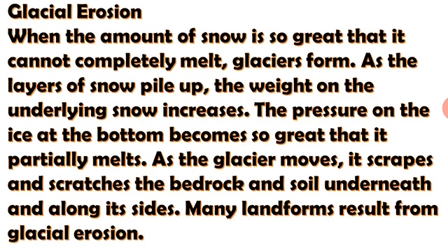Next is glacial erosion. When the amount of snow is so great that it cannot completely melt, glaciers form. So what are those glaciers? Glaciers are mountains of ice, okay? As the layers of snow pile up, the weight on the underlying stone increases. The pressure on the ice at the bottom becomes so great that it partially melts. As the glacier moves, it scrapes and scratches the bedrock and soil underneath, and along its sides, many landforms result from glacial erosion.